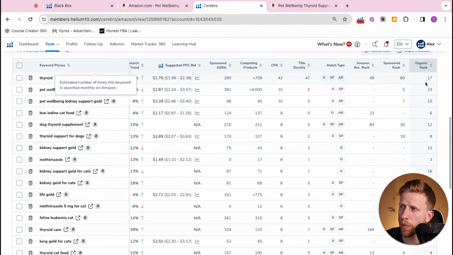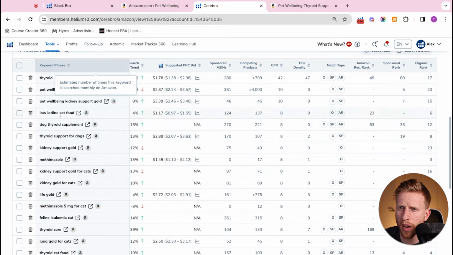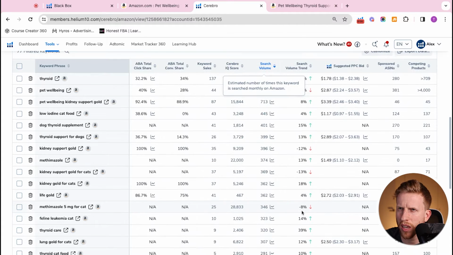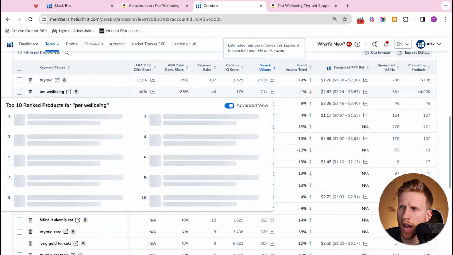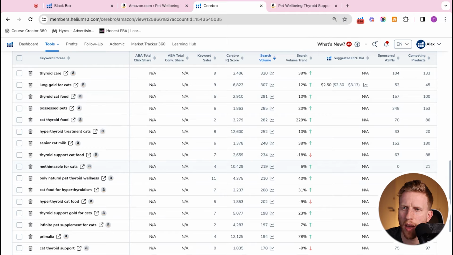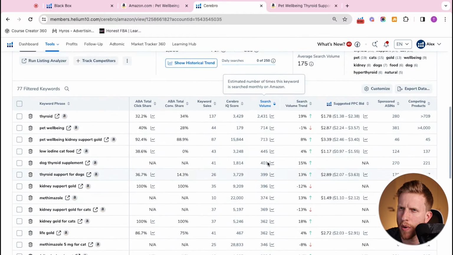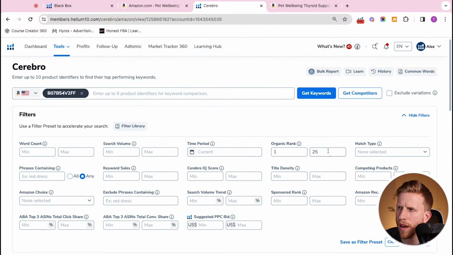So what I'm looking for is this column here, organic rank. So we can see dog thyroid supplement, low iodine cat food, which doesn't seem very relevant. So the top ranked one is this one, low iodine cat food, which is a bit weird. It's not really that. So it looks like it's like a thyroid pet well-being. I think pet well-being is probably the actual brand here. But basically what I'm trying to find is, what is the main keyword? What is the main keyword for this product? Now the problem is that it doesn't seem to rank very well for many of the main keywords.